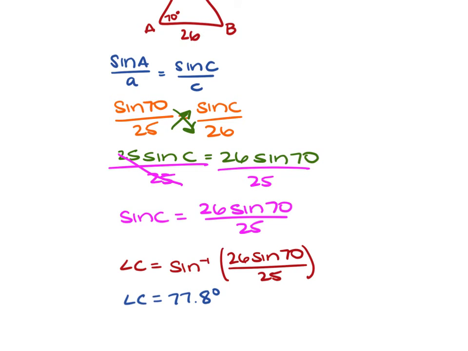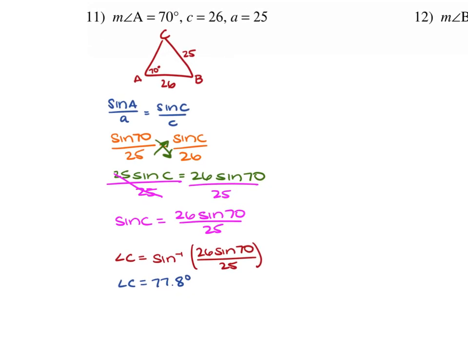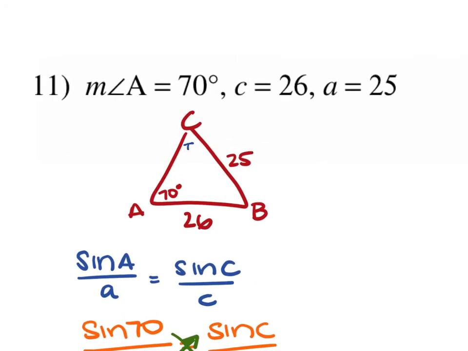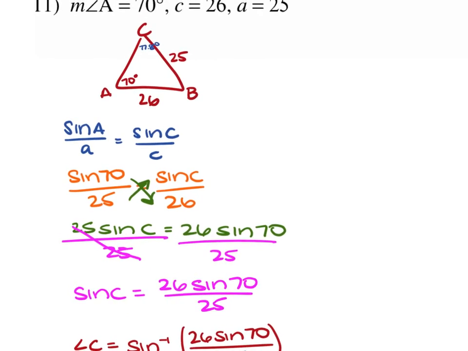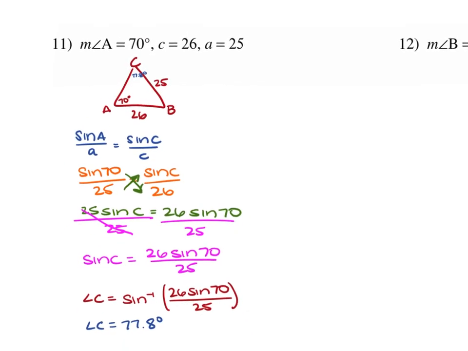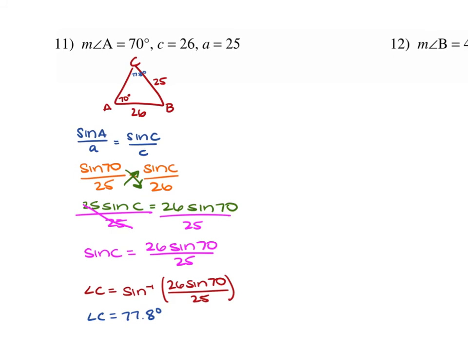Now, with this, I'm going to plug this in just so that way I know 77.8 is that angle. We still got to find angle B. Now, you could also check to see if you have another side length that's possible. You just do 180 minus the 77.8 degrees, and you would get 102.2.